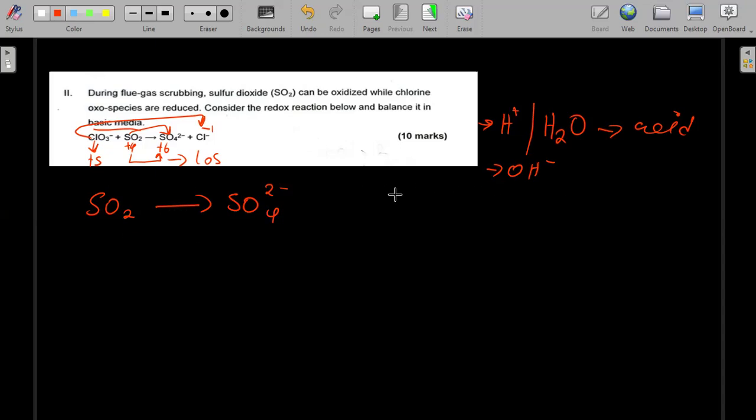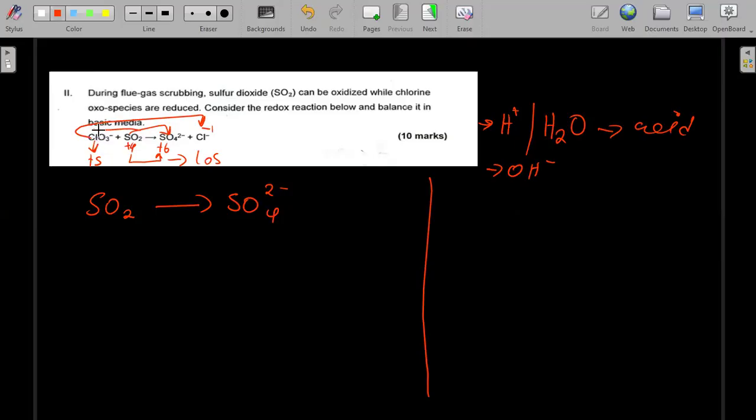Also, you need to come up with a reduction half reaction. So I'm going to separate this into two. So I'm also going to come up with a reduction half reaction. The reduction half reaction is going to be composed of the species that have been reduced.